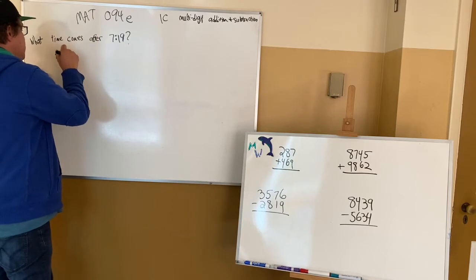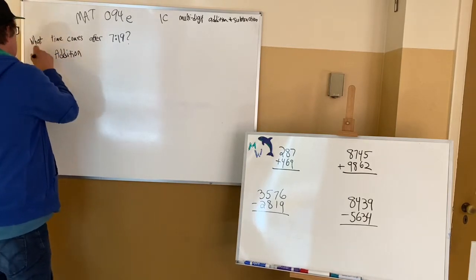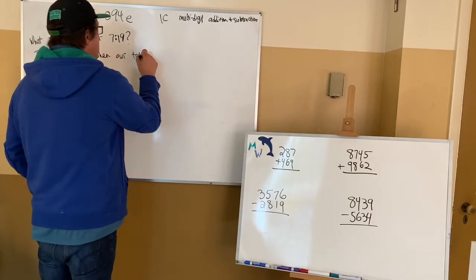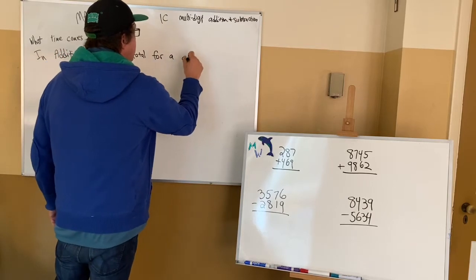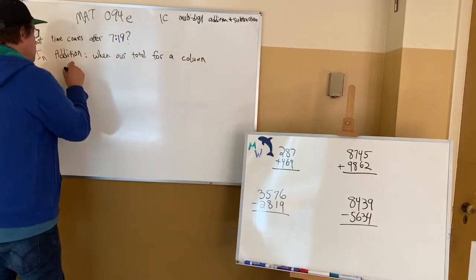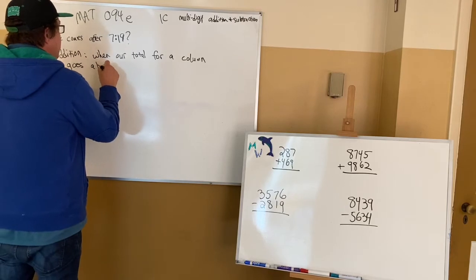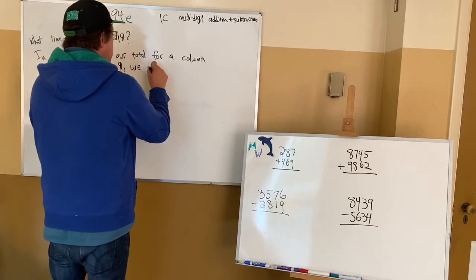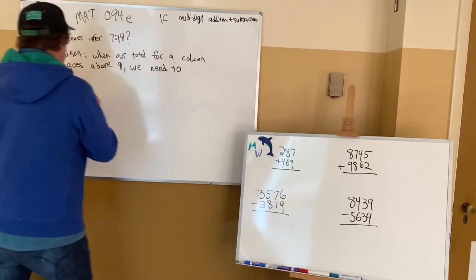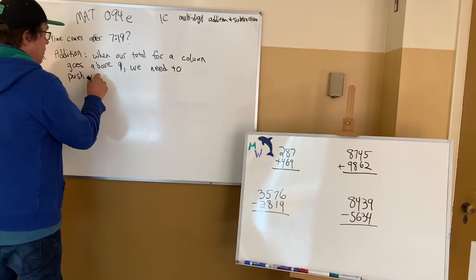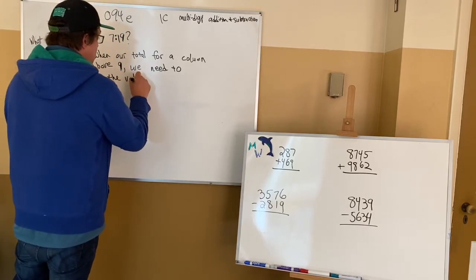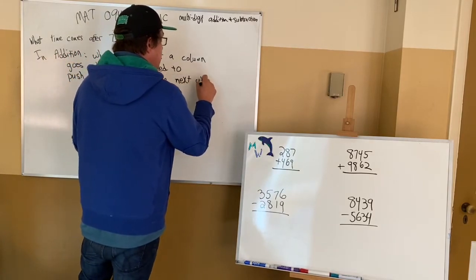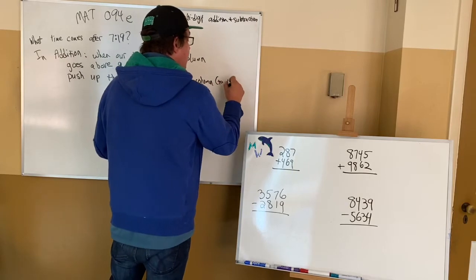So with addition, when our total for a column goes above 9, not 8, above 9, we need to push up the value of the next column. Now with addition, we're going to go to the left.